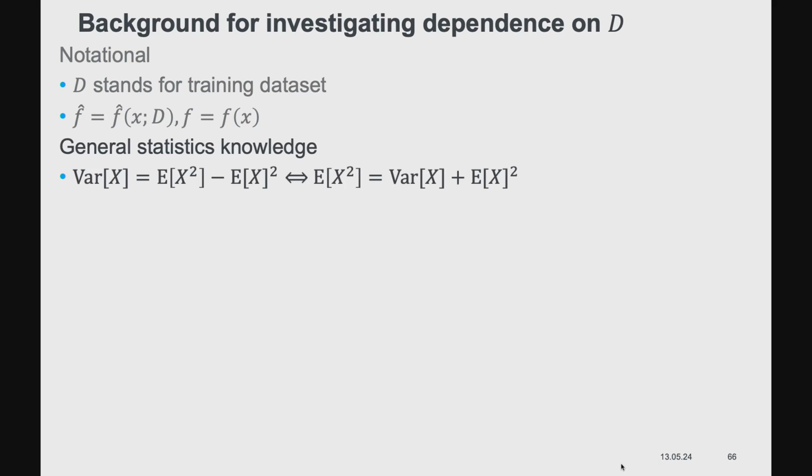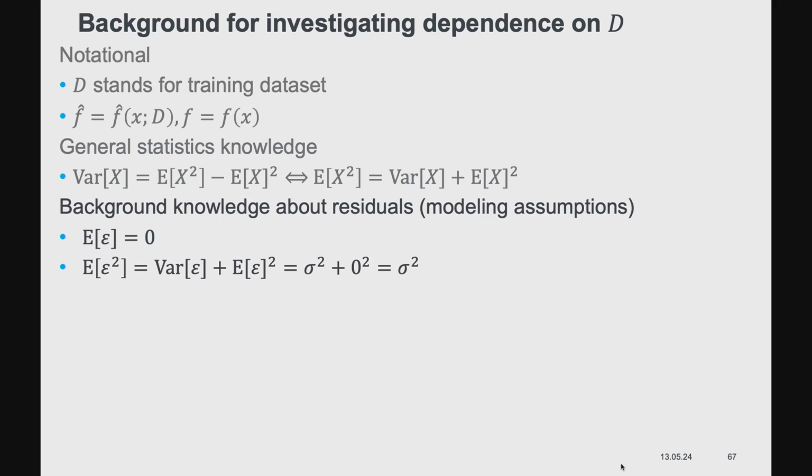What do we know in general about some random variable x? The variance of this random variable is the same as the expected value of x squared, so the random variable squared, minus the expected value of x taken as a value and then squared. So this is just statistics background knowledge. I don't derive this here, which means that the expected value of x squared is the variance plus this average squared.